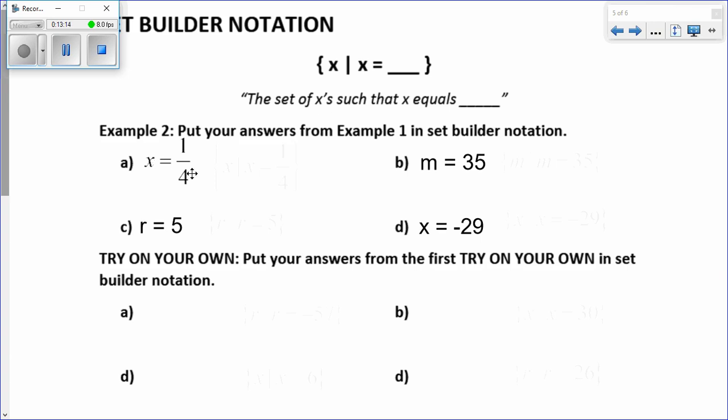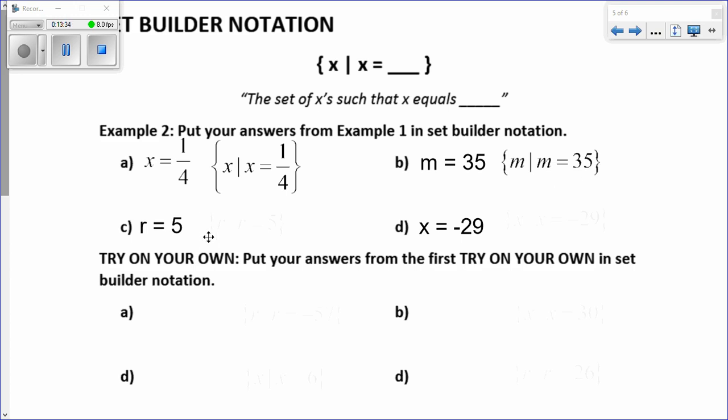Okay, so x equals 1/4. We're just going to write it's the set of x such that x equals 1/4. So we just put braces around, add an extra variable, and a line in there. That's all we're doing. Here, because it's m, we're going to use m's in our set builder notation. So it's a set of m such that m equals 35.